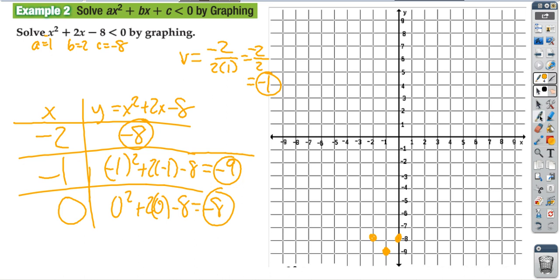Should this be solid or dotted? Well, let's look at it. This is less than 0, so we don't want it to be solid. We just want it to be less than, not actually touching that line. And then we connect our points. Now here's the problem.